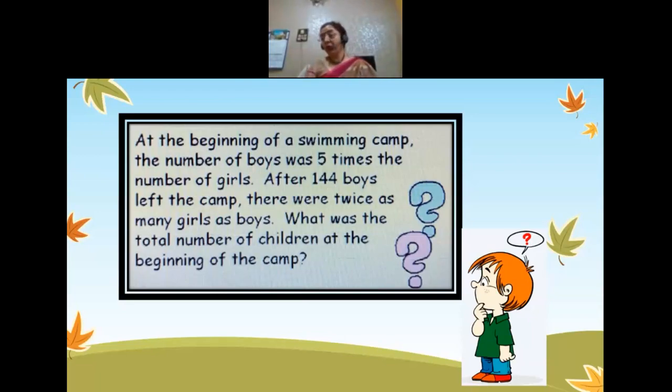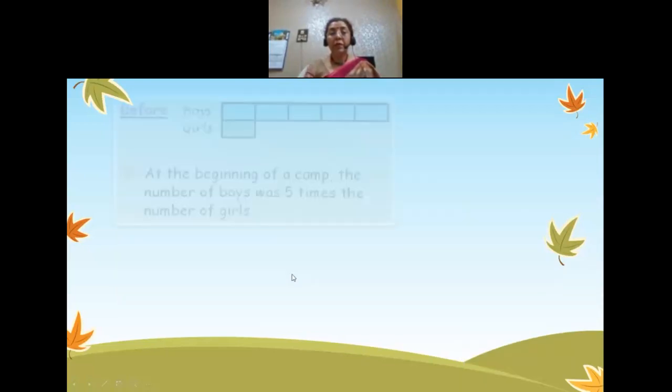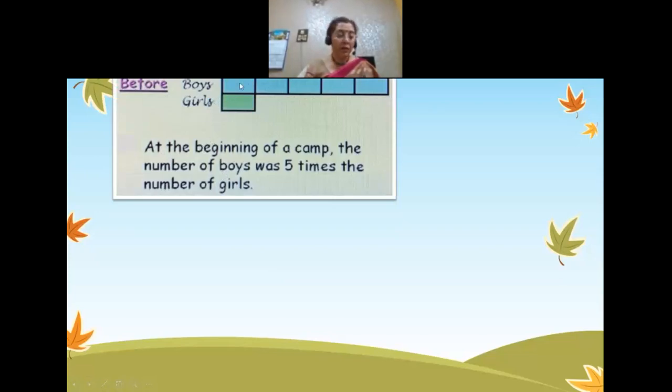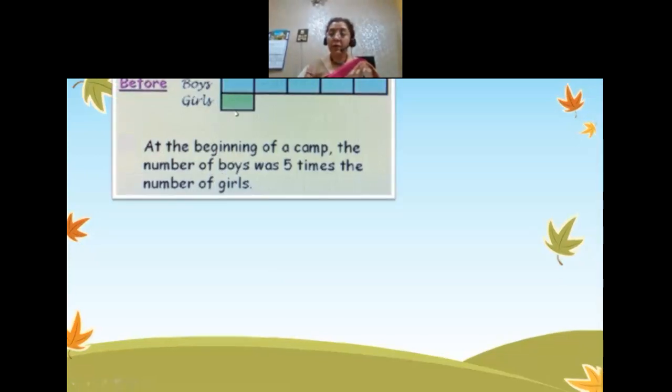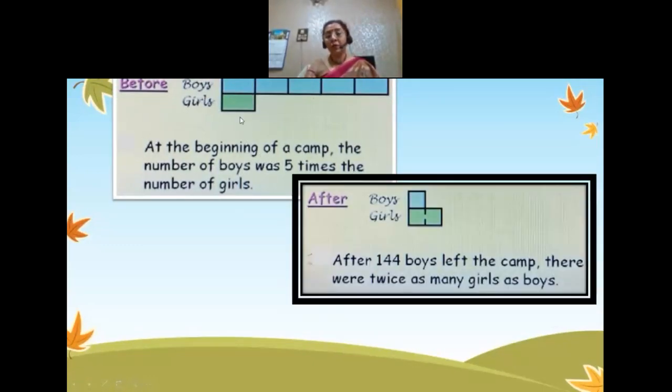By the X method, you can do it very easily. Again, don't go for this mechanical method. Cater to all types of intelligences. Can we do it like this? Before, the number of boys was 5 times the number of girls. 144 boys have left. The number of girls has not decreased, it is the same. Now it is becoming double the number of boys, that is, the number of boys is becoming half the number of girls. If we compare these two, this is the case.